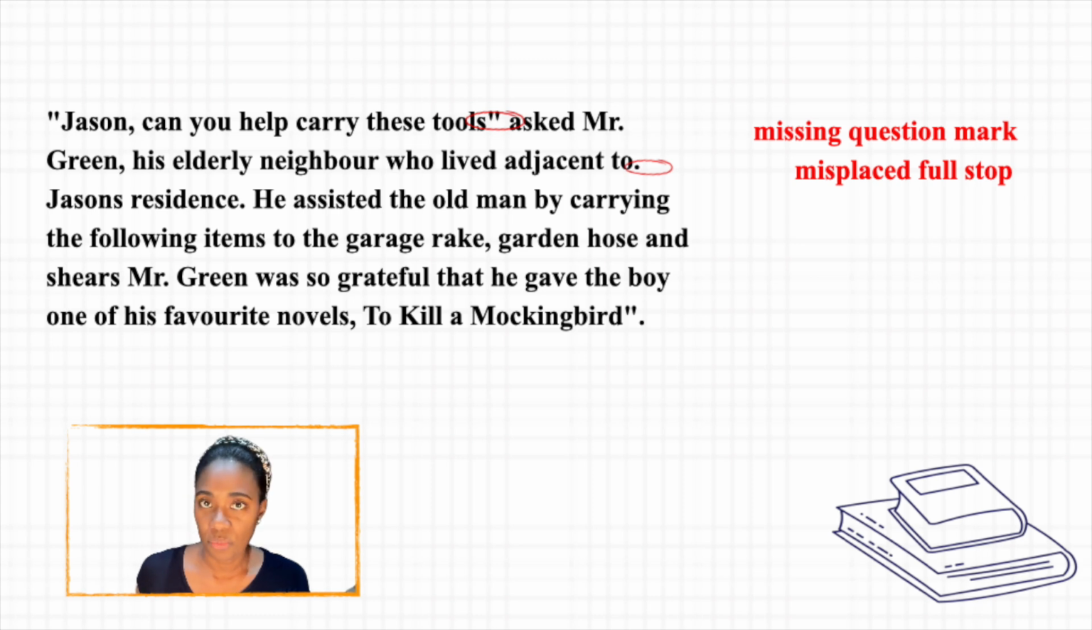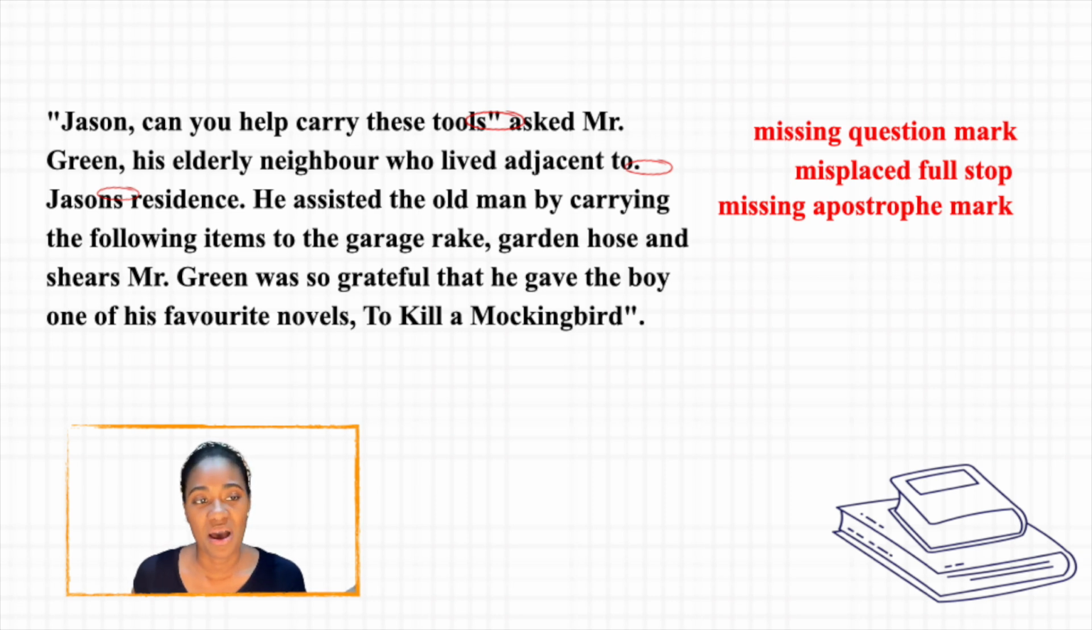But even before we get to the word residence, there's another error in line 3. If it's Jason's residence, it means it belongs to Jason, it belongs to Jason's family, it is their ownership, it's their possession, and therefore to show ownership or to show possession, we must include a specific punctuation mark to do that, and therefore the apostrophe mark is missing in Jason.